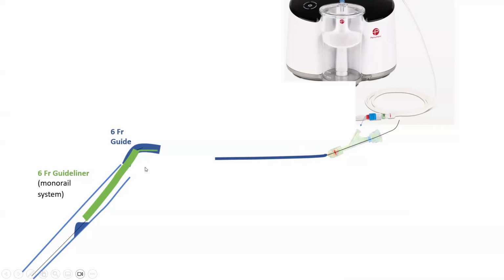And it's better in those cases, once you see that the patient has heavy thrombus, to use a larger system like 7 French, or if you're using groin, 8 French guide with an 8 French guide liner and a heavy suction system. So that was the third technique.